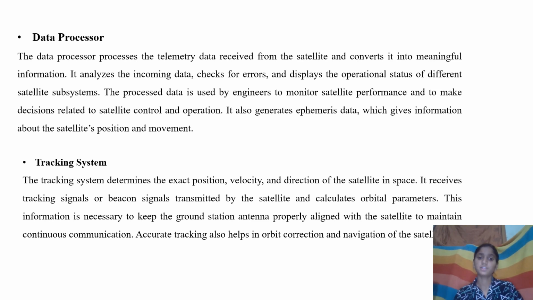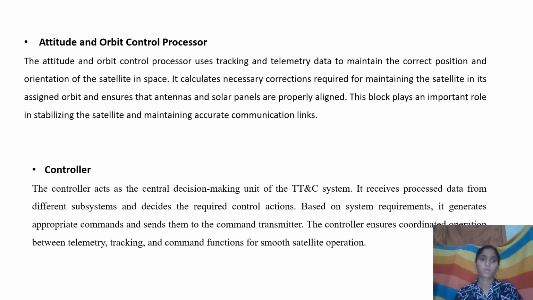The tracking system determines the exact position, velocity, and direction of the satellite in space. This is the tracking system. Because of the tracking, we control the attitude and the orbit. If we can't control the attitude and the orbit, the satellite may fall onto the Earth or drift away from the Earth. We lose the satellite. This is the attitude and orbital control.